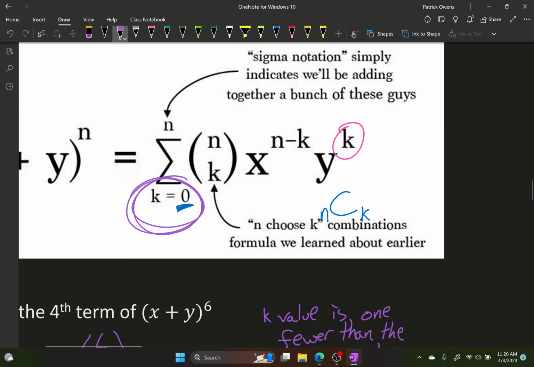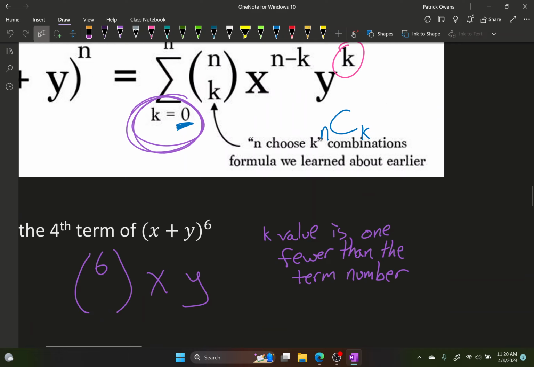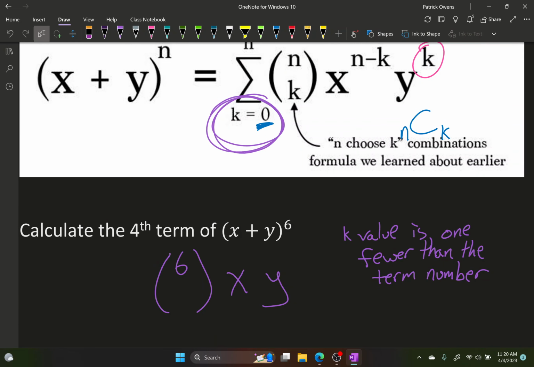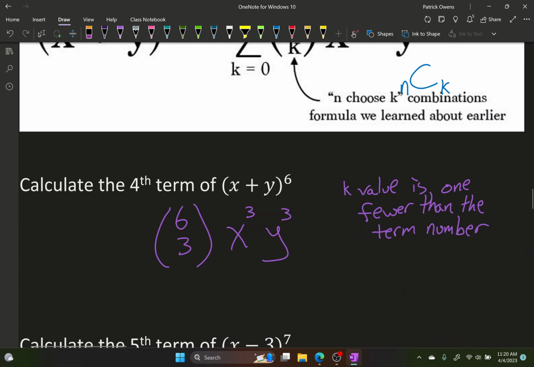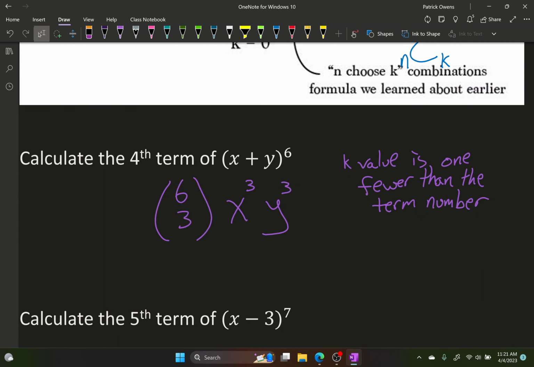So in this case, if we are looking for the fourth term, then that means 4 minus 1 is 3. So that's our exponent of our y. And that's what's going to be written here. Then, to find our exponent for x, we do n minus k, because those two exponents of the x and the y need to add up to 6. So we will do x cubed, y cubed. So that means we have 6c3.